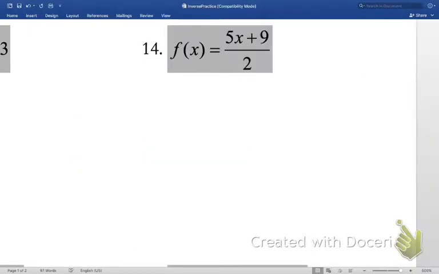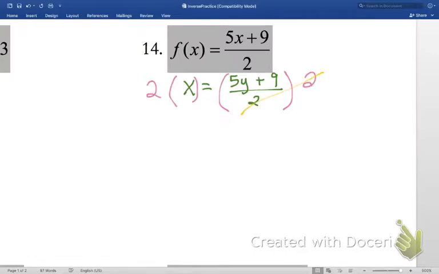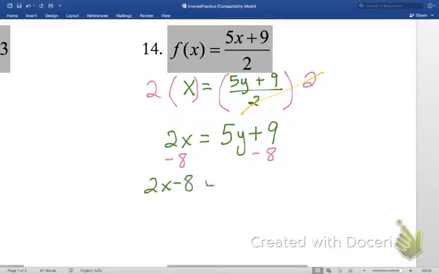Number 14. Switch x and y. So I have x equals 5y plus 9 all over 2. Well, I need to get rid of that 2 first. The 2 is dividing. The opposite of divide is multiply. So I'm going to multiply both sides by 2. On the left side, I'm just going to have 2x. On the right side, my 2's cancel, and I'm left with 5y plus 9. Now I can solve for y. So I need to subtract my 8, and I get 2x minus 8 equals 5y.